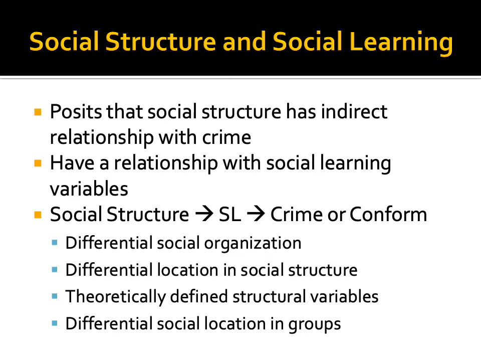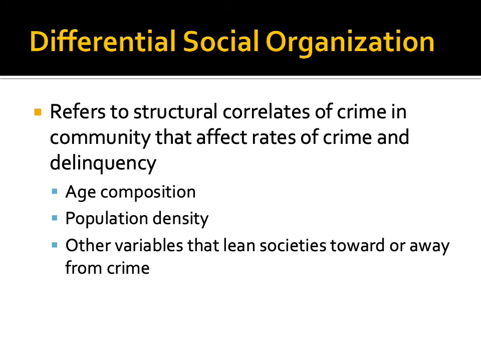And we'll talk about all these in detail. So differential social organization refers to the structural correlates of crime in the community that affect rates of crime and delinquency. For example, the age composition, the population density, or other variables that lean societies toward or away from crime structurally, right? So the organization of society.